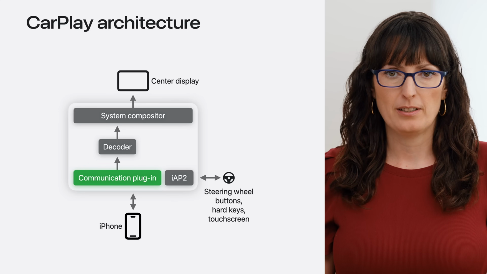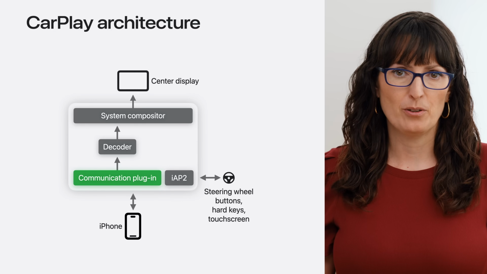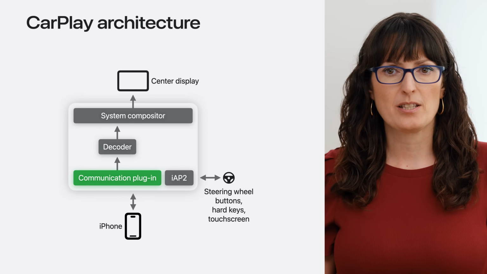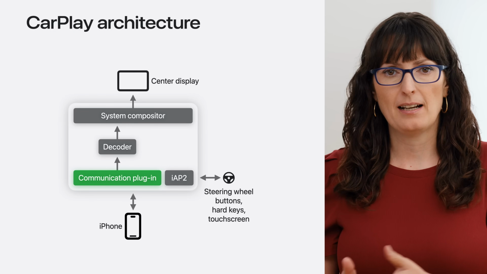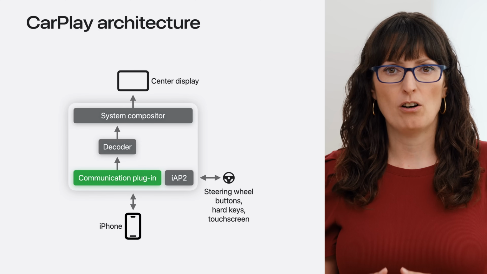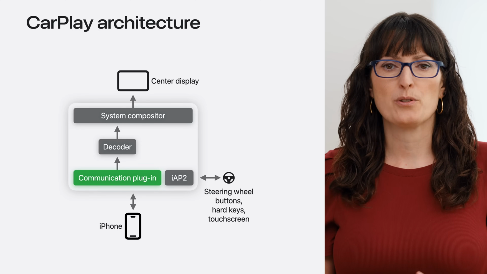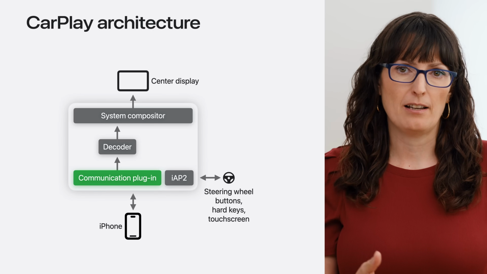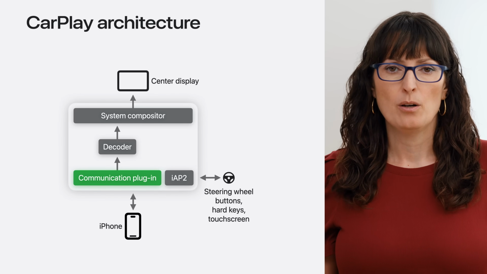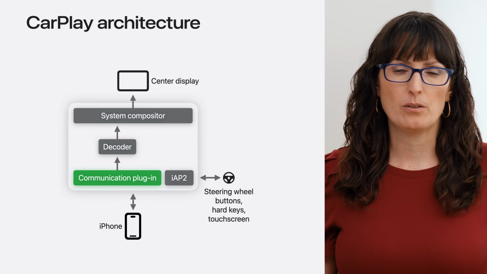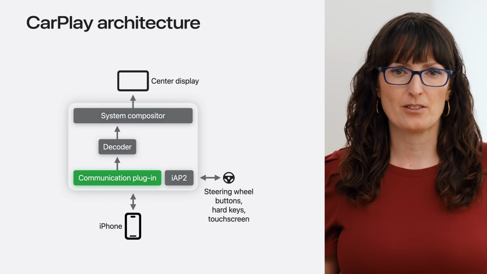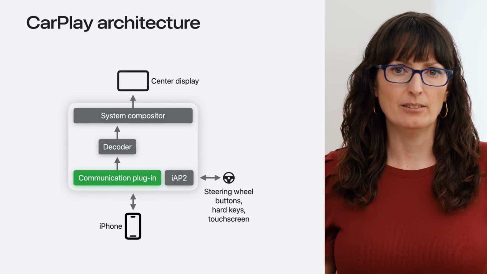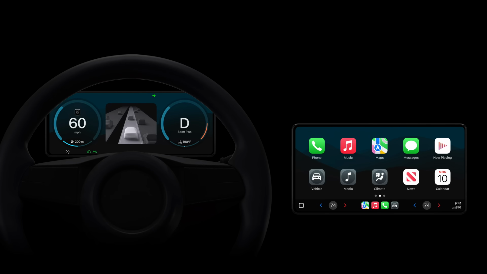And just as a recap, this is basically how CarPlay works today. You might have already seen this before. The communication plugin serves as the main interface between your system and iPhone. It delivers video and audio content and accepts user input from the vehicle. In a typical CarPlay configuration, that means iPhone provides a single video stream, which is then handed to your system to decode and composite before it's displayed on the screen. Easy.